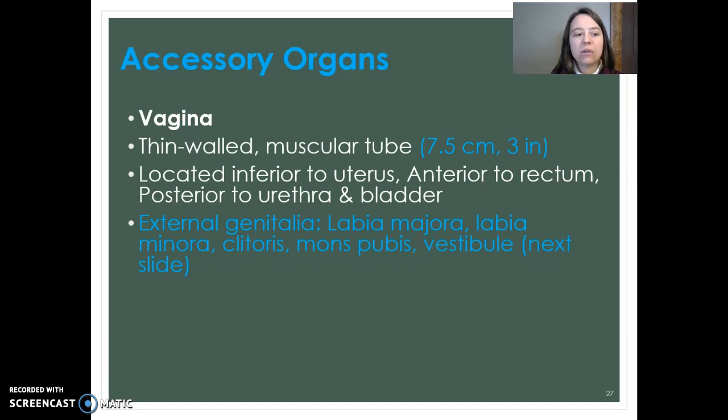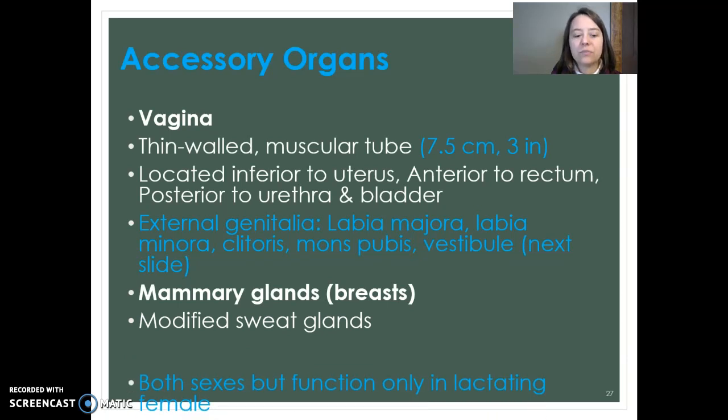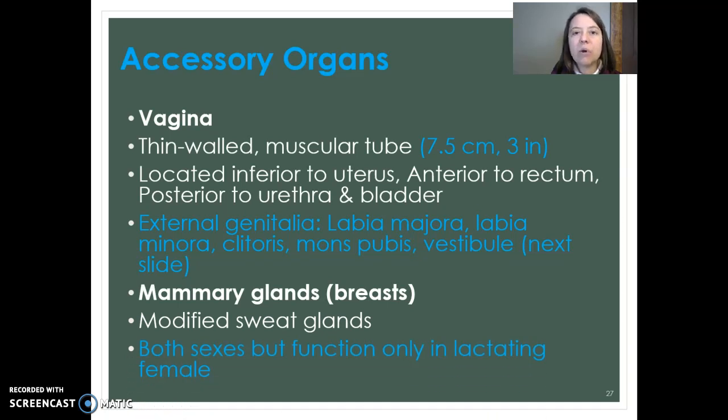We will be talking about the external genitalia on the next slide, and then another accessory organ is the mammary glands, or the breasts, and these are actually modified sweat glands, and they are present in both males and females, but they are only functioning in lactating females.